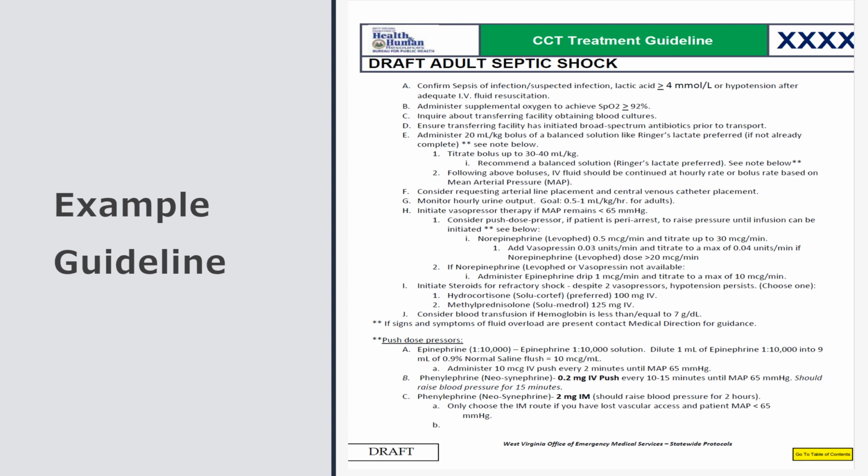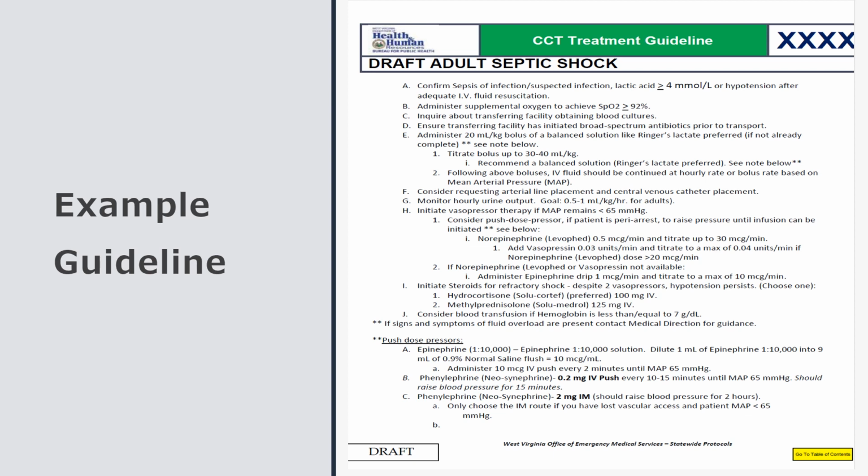Administer supplemental oxygen to achieve an SpO2 of greater than or equal to 92%. Inquire about the transferring facility obtaining blood cultures. Ensure the transferring facility has initiated broad-spectrum antibiotics prior to transport.